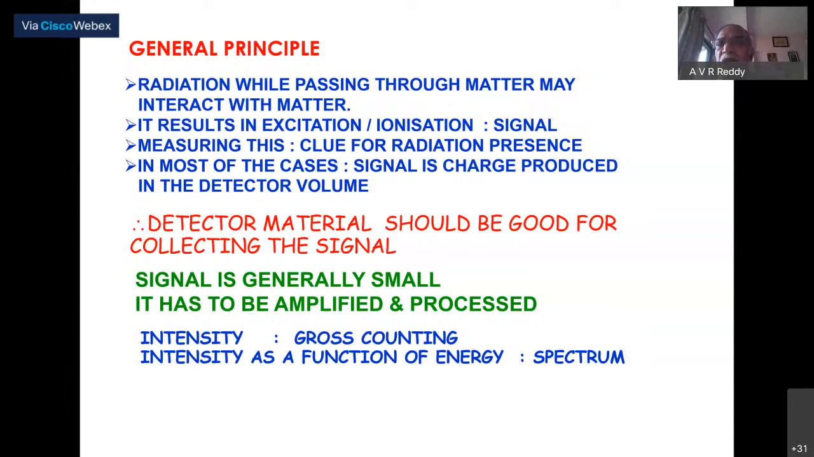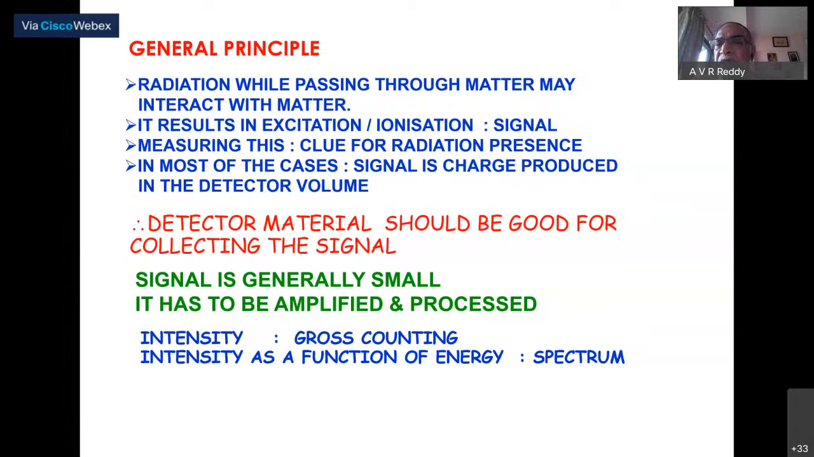So how do we generate the signal? If you recollect the interaction of radiation with matter, radiation while passing through the matter may interact with the matter. It results in excitation and ionization. Ultimate interaction is with the electron. And this excitation or ionization will form the basic signal. Let us move on with the ionization. So electron, current, or voltage, it all depends how we manipulate. Measuring this signal will give a clue for radiation's presence. And if you can quantify it, we get the quantitative information.